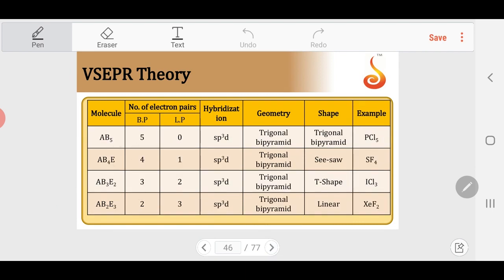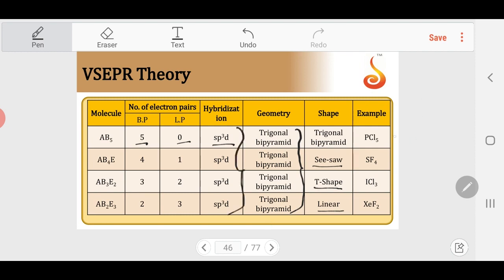AB5, 5 bond pairs, 0 lone pairs, so sp3d. Trigonal bipyramidal geometry is possible for 4 types of molecules. One lone pair will make the shape seesaw, 2 lone pairs will make the shape T-shaped, and 3 lone pairs will make the shape linear. So shapes are different, but the geometry will remain the same. In all the cases, the hybridization is sp3d.